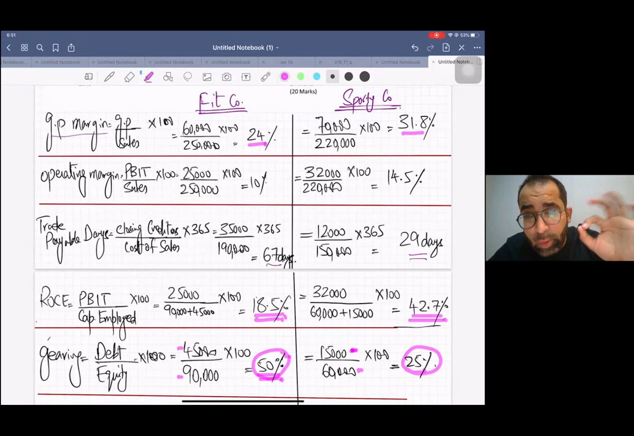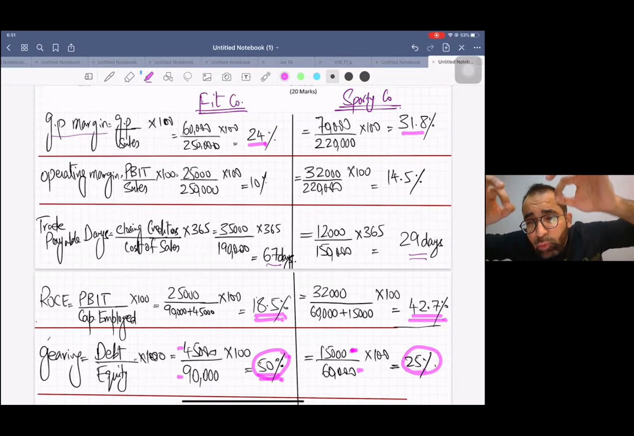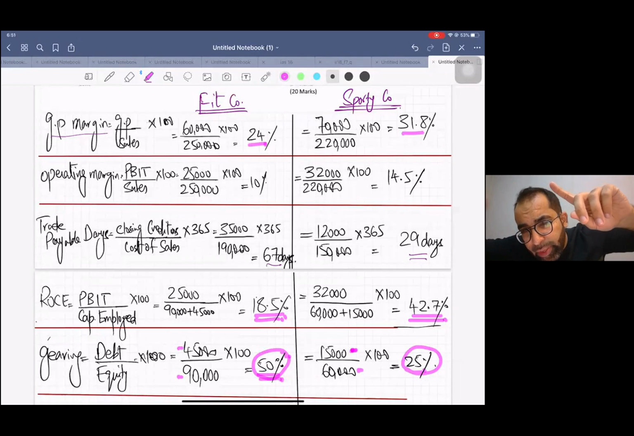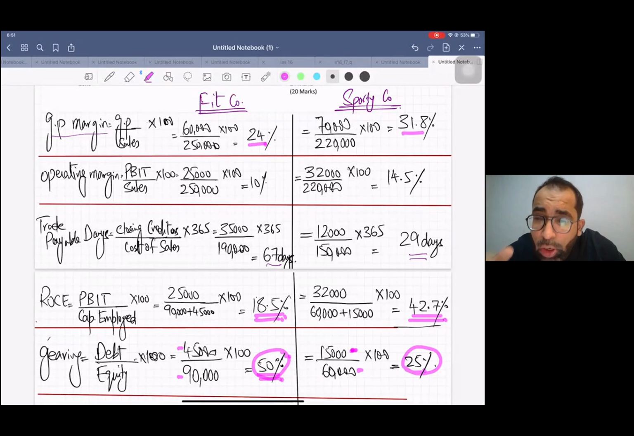Sporty company, look at me and listen now, that's an important area. Sporty company is not involved in production. They are directly picking things from the manufacturer and supplying to departmental stores. So that means they can save a lot of manufacturing costs, a lot of manufacturing overheads. That's why their costs are lower, that's why their GP margin is higher.